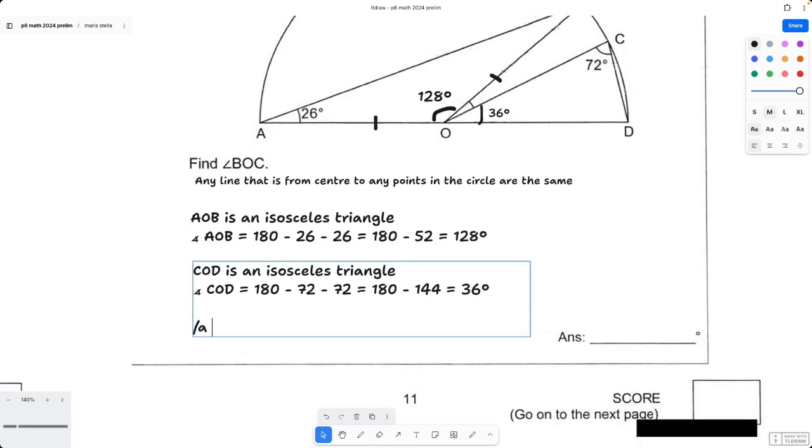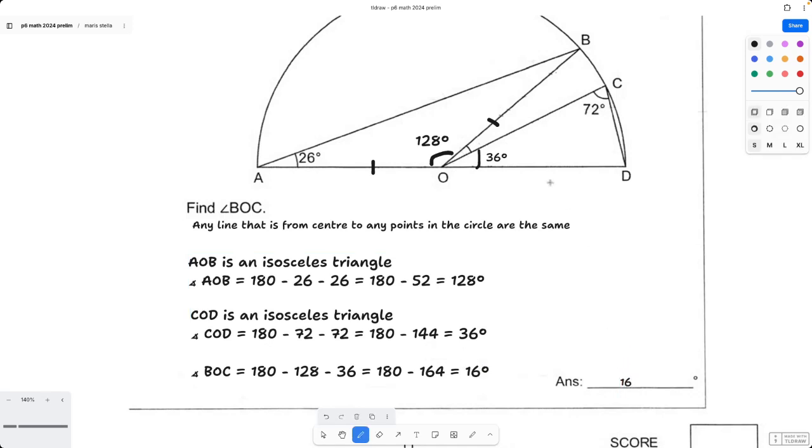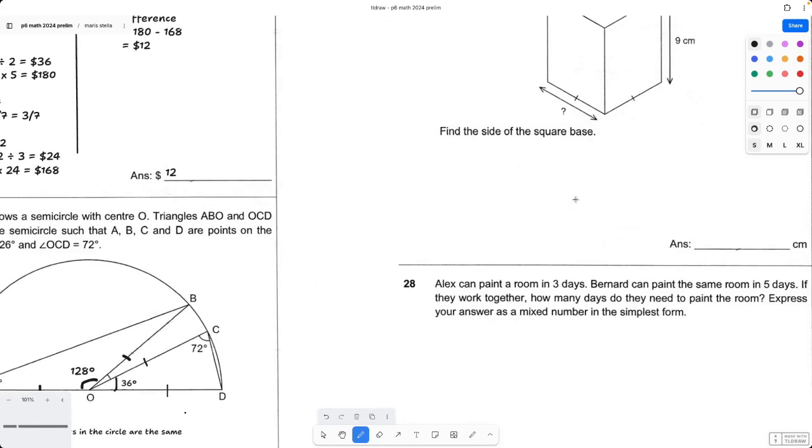So now we can get BOC. Angle BOC, is that what we want? Yes, BOC is equal to 180 minus 128 minus 36, which is 180 minus 164, which is 16 degrees. So the answer is 16 degrees. There you go. That's the answer. Let's move to the next question.